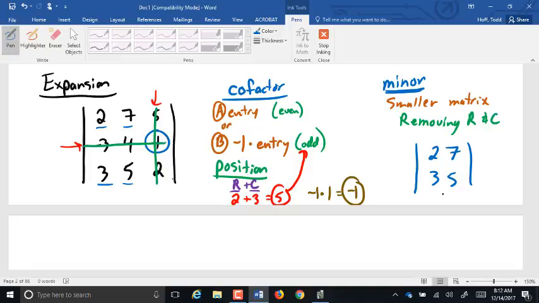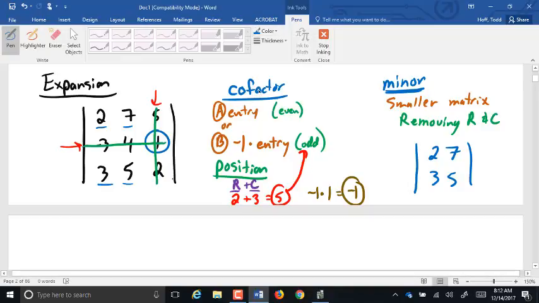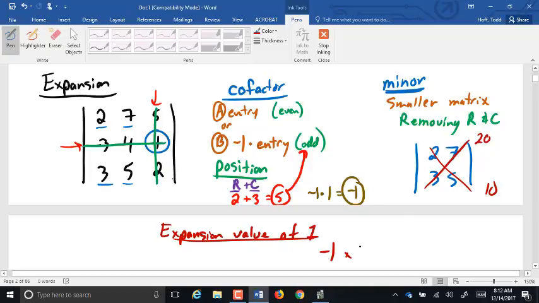And that would be 10 minus 21, so negative 11 would be the determinant of that minor. So the expansion value of 1 in this matrix is its cofactor times the determinant of its minor. So that's 10 minus 21 is a negative 11. So negative 1 times negative 11 is a positive 11 would be the expansion value.